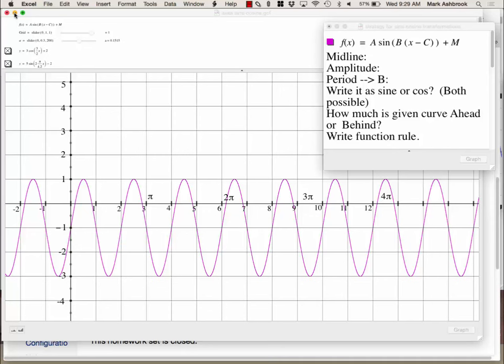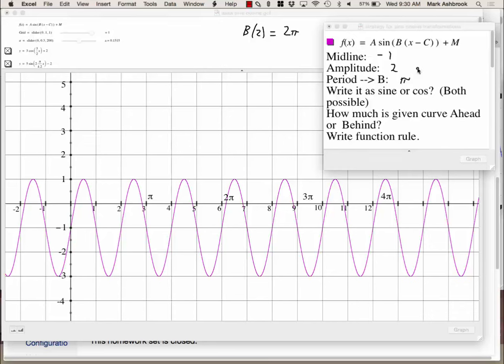Okay, midline. Midline is -1. Amplitude? 2. That's the easy stuff. Okay, period. Period is 2, so we say b times 2 has to reach 2 pi. When the x value is 2, we want the argument to hit 2 pi. b is pi.